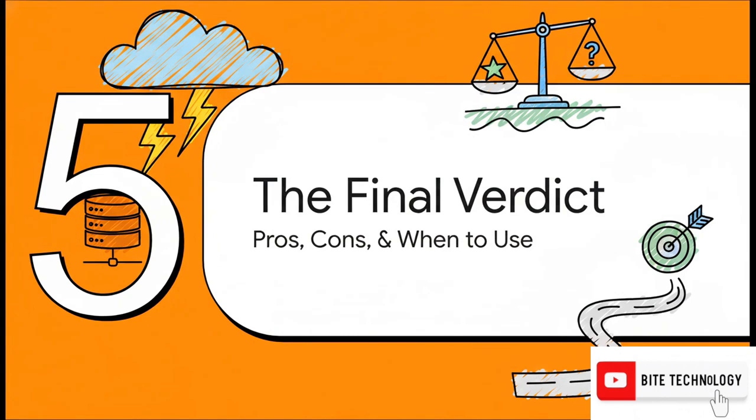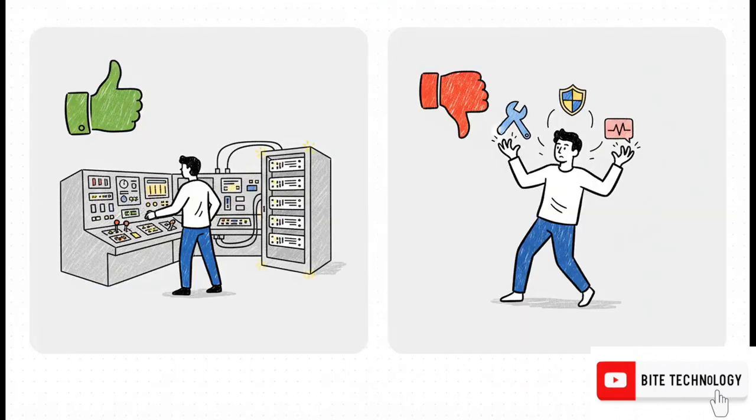We have covered a ton of ground, so let's wrap this all up with the final verdict on EC2. When should you use it, and what are the trade-offs you need to think about? The biggest advantage of EC2, hands down, is control. You get the keys to the kingdom. You have full root access, full control over the operating system, all the software, everything. But with that great power comes great responsibility. You are now the one in charge of managing operating system updates, security patches. You're responsible for the health of that server.